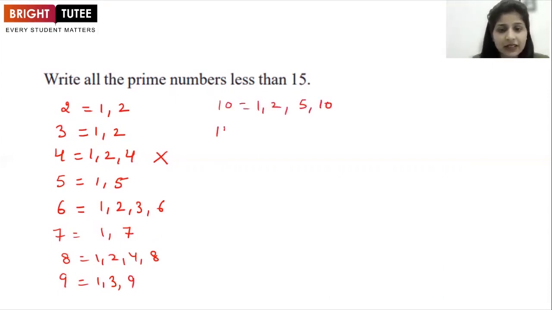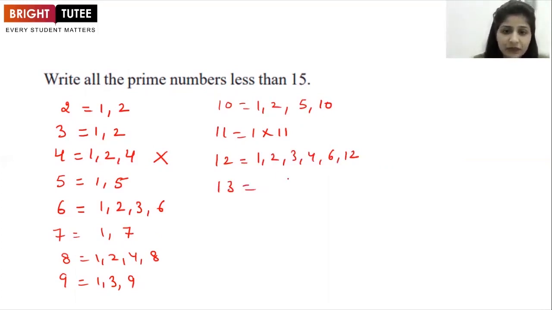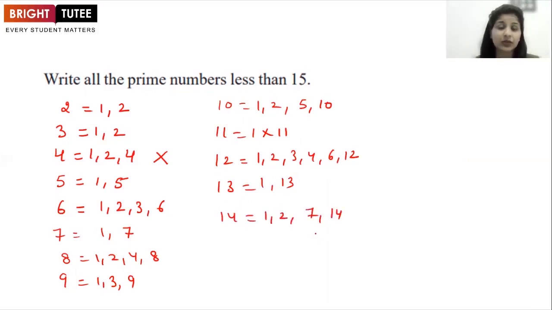These are the factors. 11 has just 2 factors. No other number other than 11 and 1 will divide 11. 12 has 1, 2, 3, 4, 6 and 12. 13 has 1 and 13 only. And 14 has 1, 2, 7 and 14. So these are all the factors.